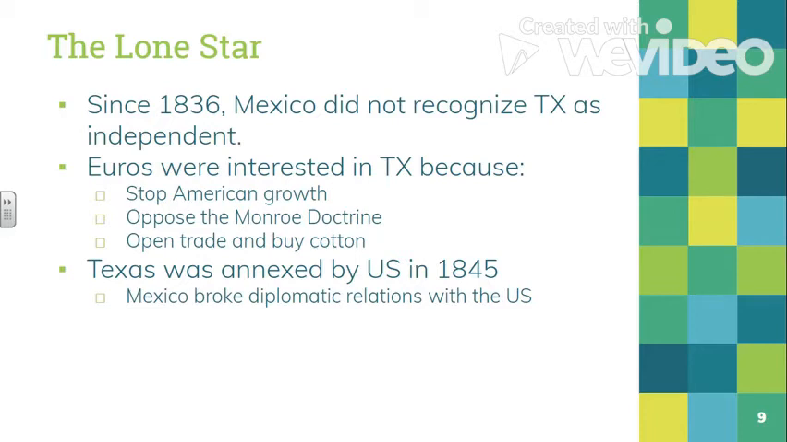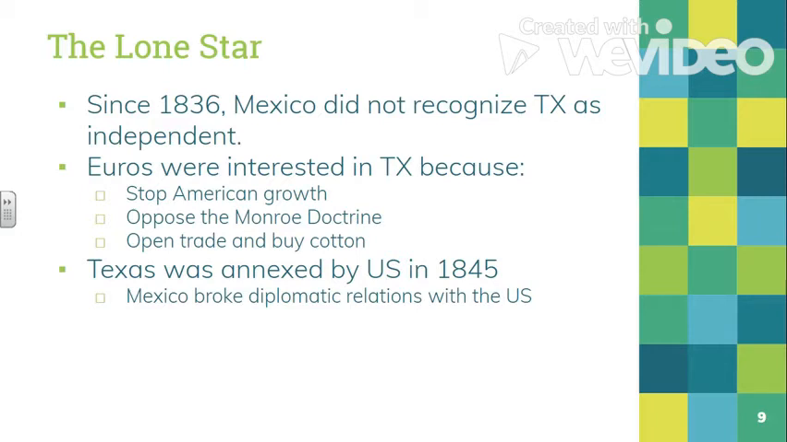Now, the Europeans take a lot of interest in Texas. It'll stop American growth. It'll oppose the Monroe Doctrine, which we're going to talk about. But probably the most important thing, and this all kind of goes back to how important cotton was in the 19th century, was that they would be able to use the state of Texas as a competitive market against American cotton. And so obviously the United States of America takes interest.